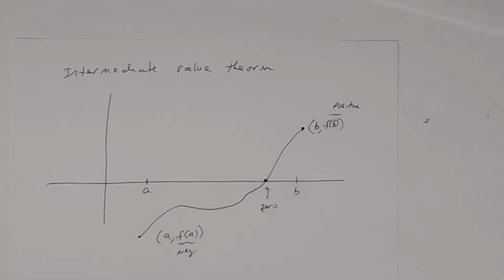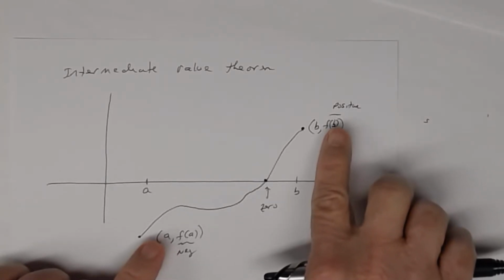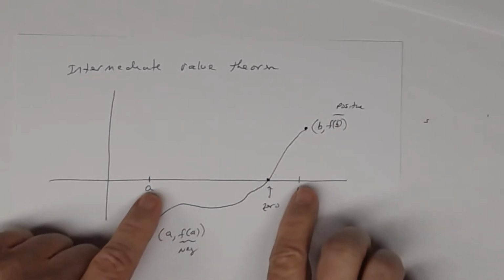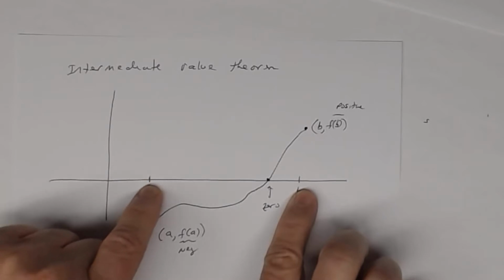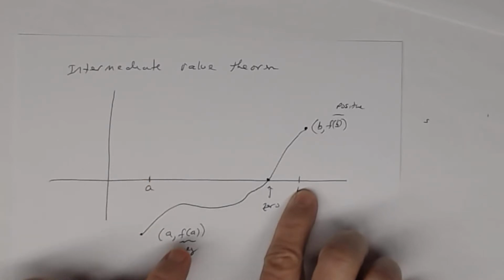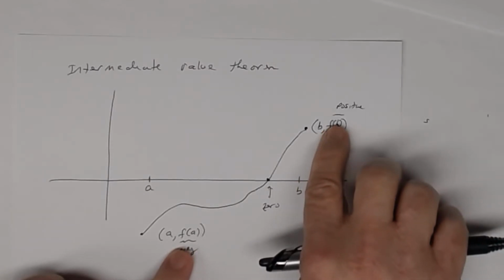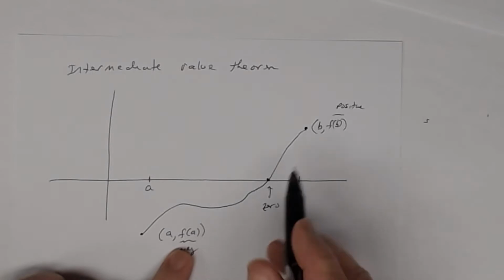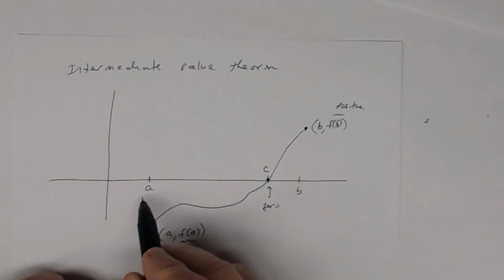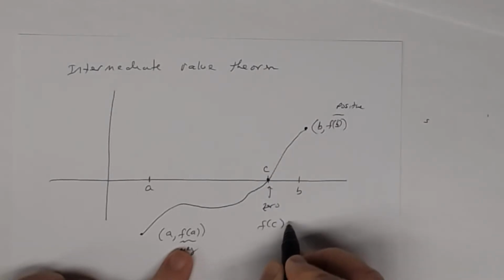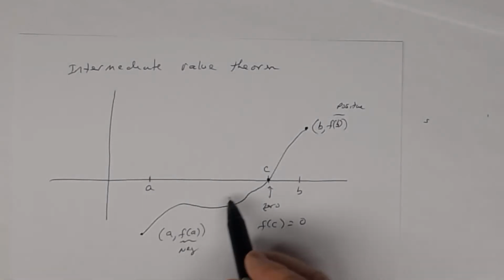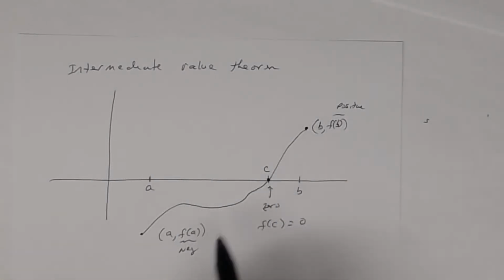Okay. So the intermediate value theorem says this: if in an interval from A to B, when x is A, your y-coordinate is, let's say, negative, and for B, your y-coordinate is positive, then there's some point C between A and B where you're going to get a zero. So in other words, f of C must equal 0. So there's some point where the graph's going to have to cross the x-axis.